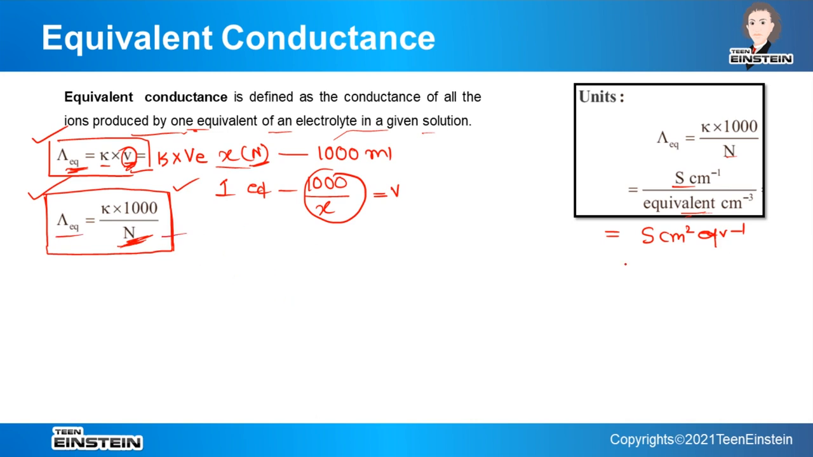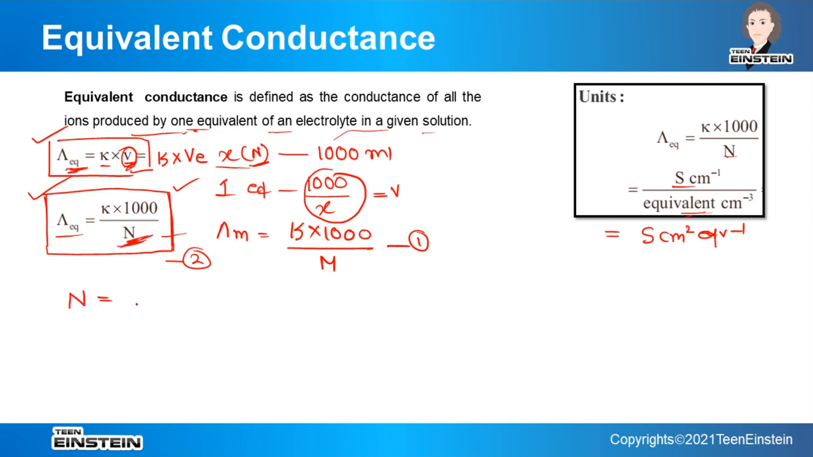Now from these two equations, suppose this is equation number 1 and this is equation number 2. What we are trying to find is the relationship between equivalent conductance and molar conductance. But before that, we have to know the relationship between normality and molarity. Suppose for the same compound, one concentration is mentioned in normality, and the same concentration is mentioned in molarity. So what is the relationship between these two?